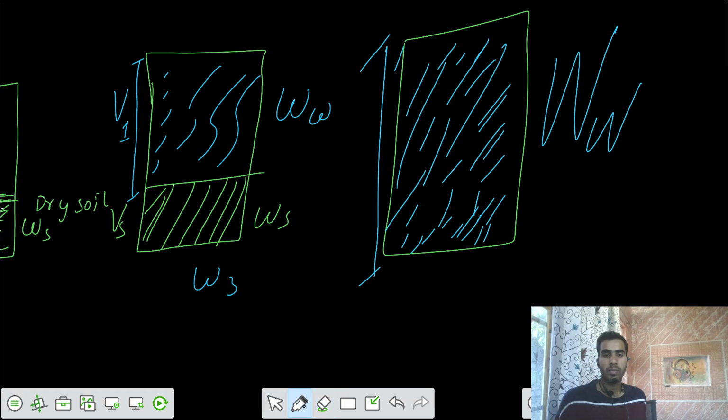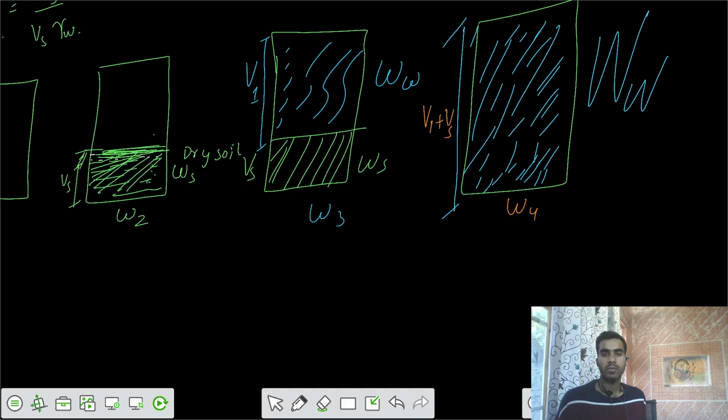And what is the total volume? Can you tell me what is the total volume? Total volume is actually V1 plus Vs. This is the total volume, and we can write this is W4. And W4 is actually weight of water plus weight of picnometer. Full weight of water plus weight of picnometer.